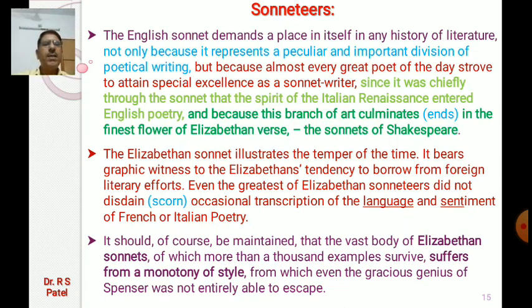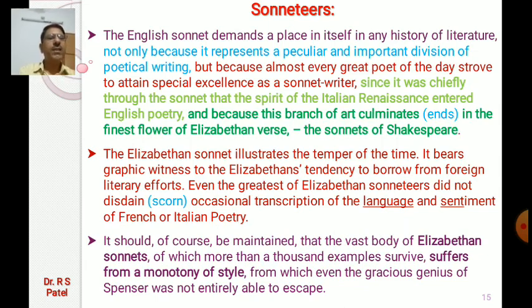The Elizabethan sonnet illustrates the temper of the time. It bears graphic witness to the Elizabethan tendency to borrow from foreign literary efforts. Each and every form of literature, in some way or the other, borrows some ideas, some images, some language from other languages and other countries and other time zones. The same way, here also there are some images which are borrowed from the other countries.